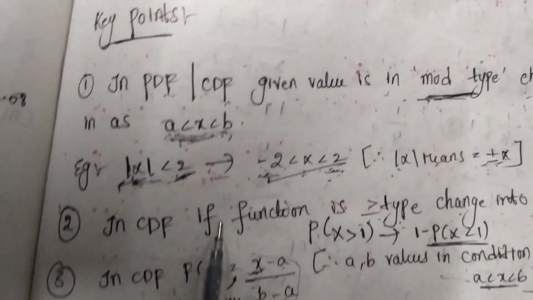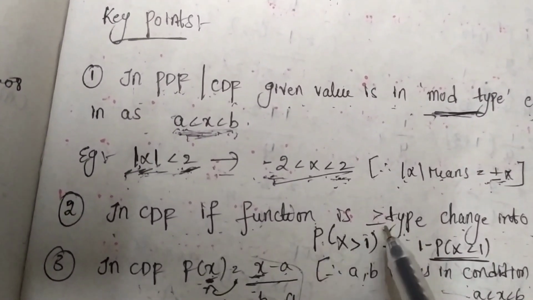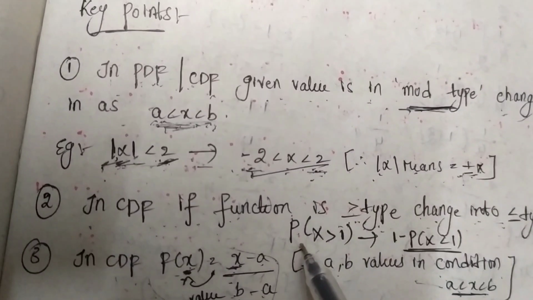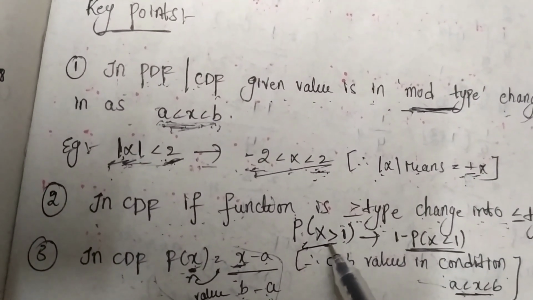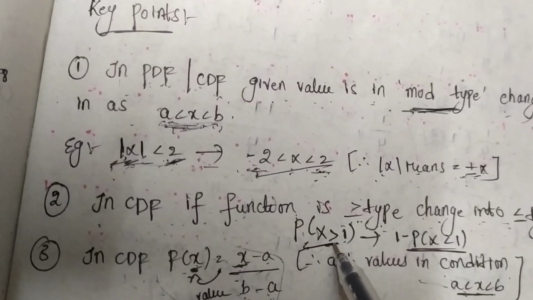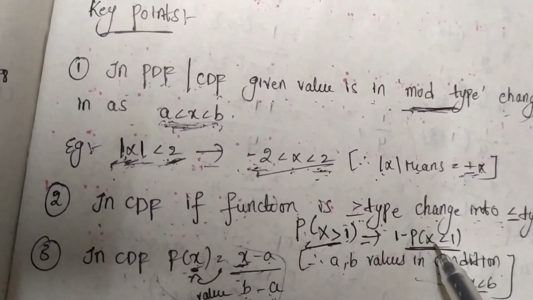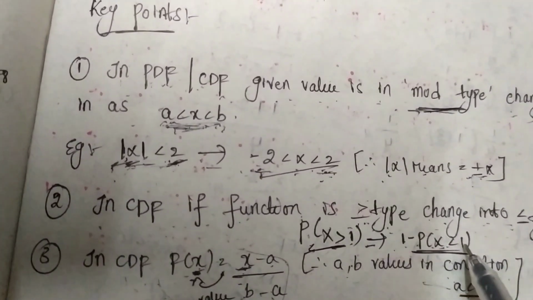The second point is, in the cumulative density function, if the function is of greater than type, change it into less than type. Here, given P of x greater than 1, it is in the greater than form, so we change it into less than type by subtracting from 1, that is 1 minus P of x less than 1.